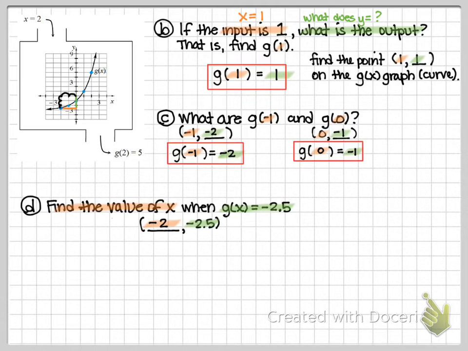Now, I have to write it in the correct notation. So, G of, put the x inside, that's where our negative 2 goes. Put the y after the equal sign, negative 2.5. That is the answer to part D.